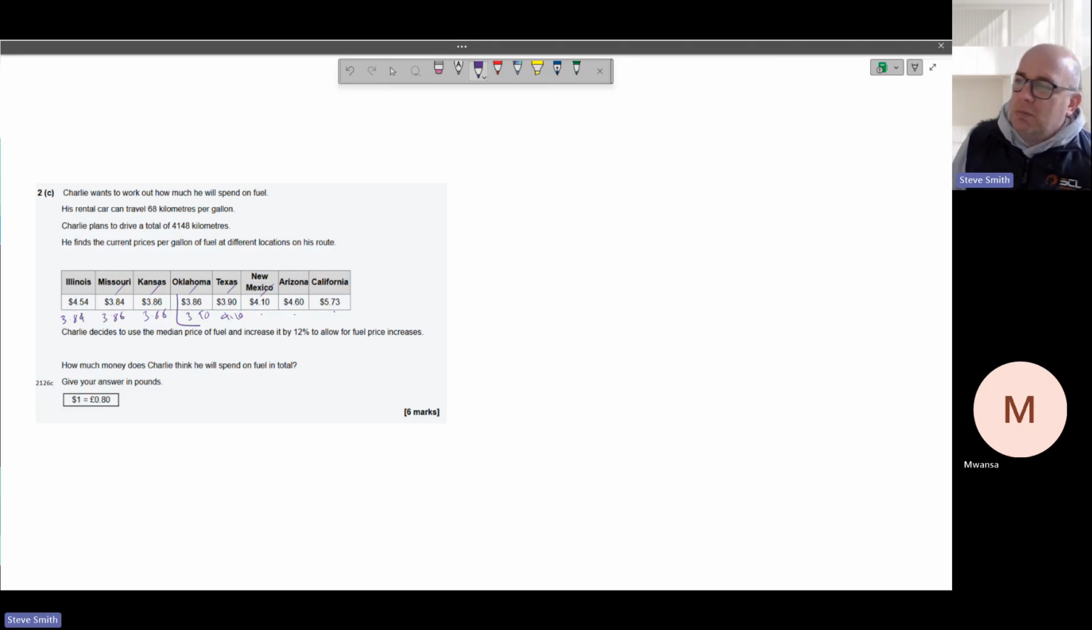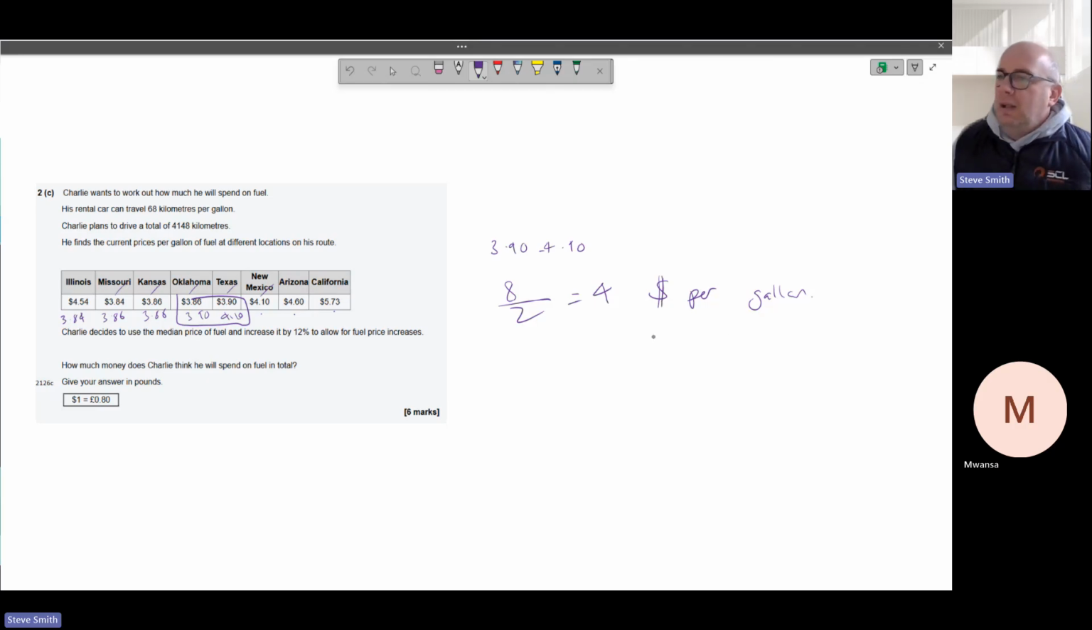I need these 2 numbers here. It's a calculator paper, so I can actually go 390 add 410. We can see that makes up to 800, so that's 800 divided by 2. So we're going to pay a price of $4 per gallon, okay. So we know it's per gallon. And now we can work out.